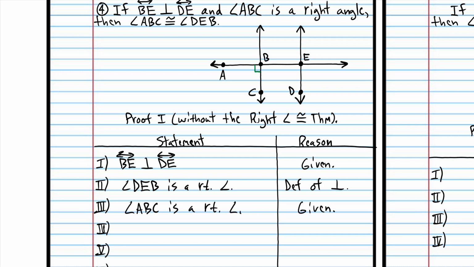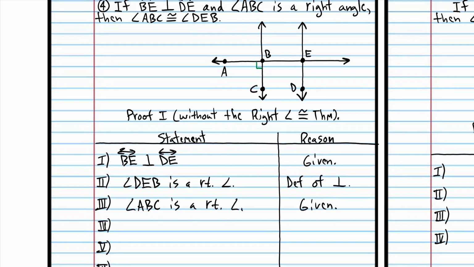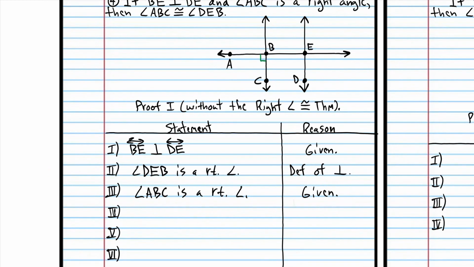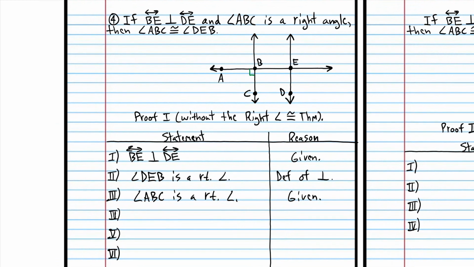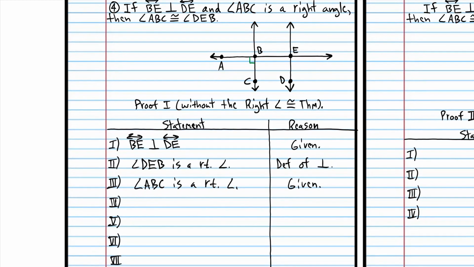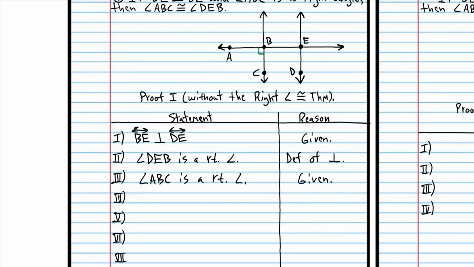All right. Now at this point, if we were going to use the right angle congruence theorem, we could just say that these two angles are congruent and we'd be done. But we're not using the right angle congruence theorem. We're trying to see what it's like without using the theorem. So now we're going to say that DEB is equal to 90 degrees.